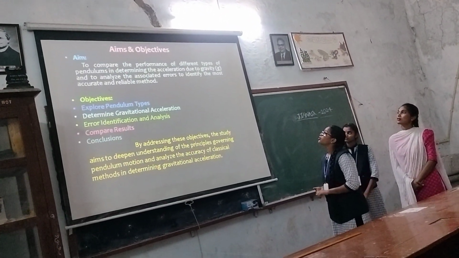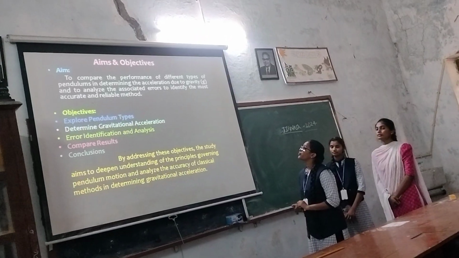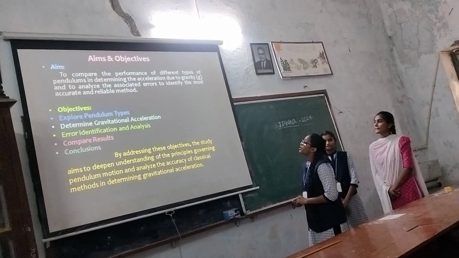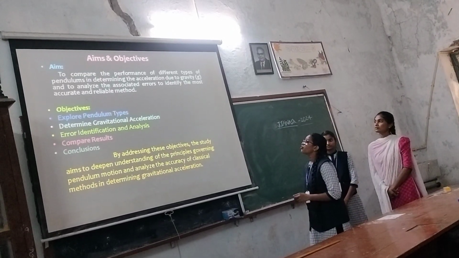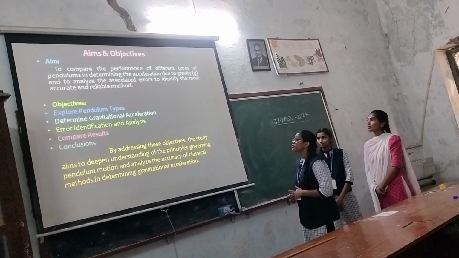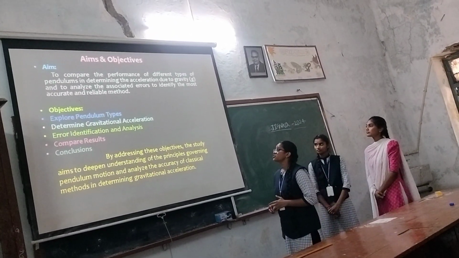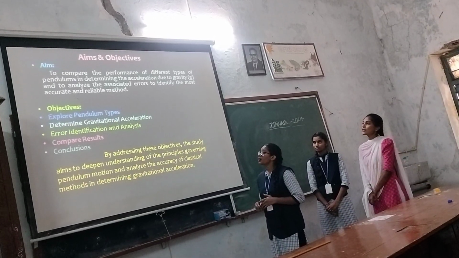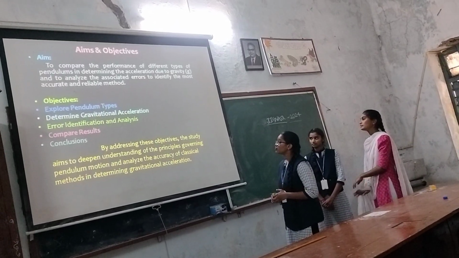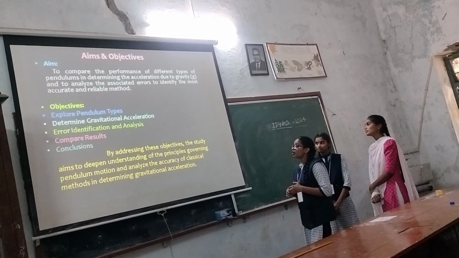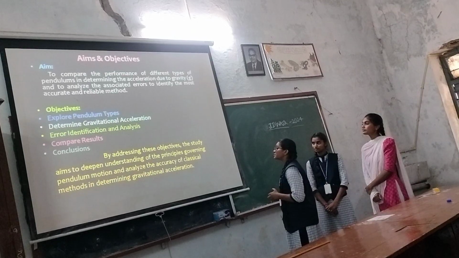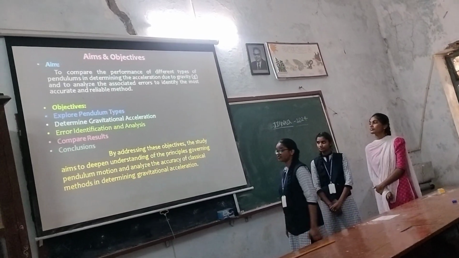Aim and objectives. Aim: to compare the performance of different types of pendulums in determining the acceleration due to gravity, and to analyze the associated errors to identify the most accurate and relevant method. Objectives: explore pendulum types, determine gravitational acceleration, error identification and analysis, compare results, conclusions. By addressing these objectives, the study aims to deepen understanding of the principles governing pendulum motion and analyze the accuracy of classical methods in determining gravitational acceleration.